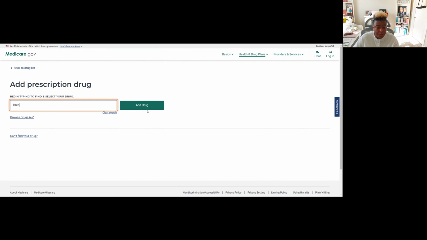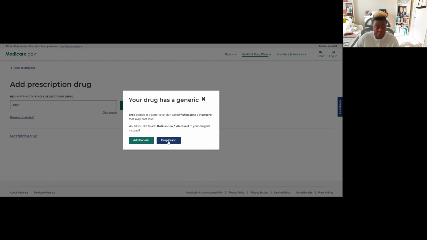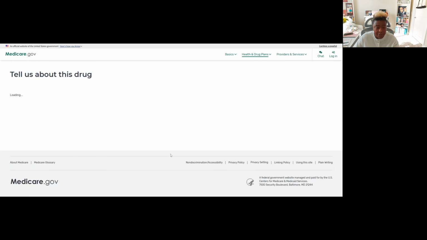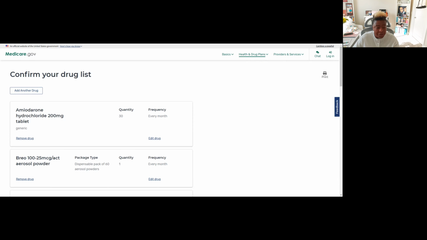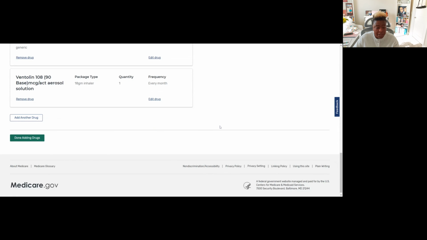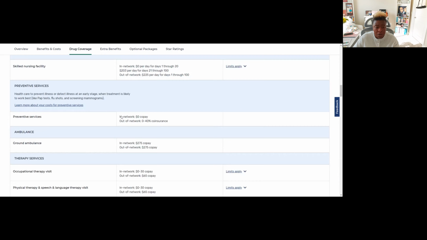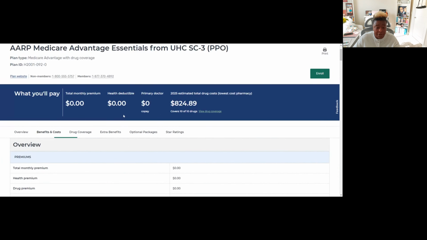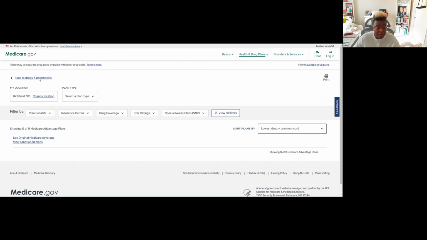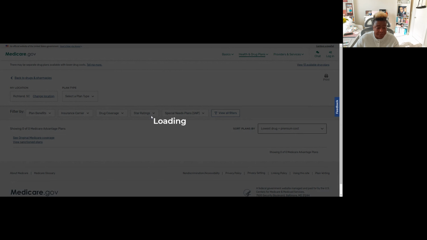That is where I tell people to start. So we're going to keep the brand versus changing it to the generic, and I'm going to add it to the drug list. Then we scroll down, done adding drugs, and now it brings us back to that same plan we were already in. But we're going to go back to search results so we can see what it says.